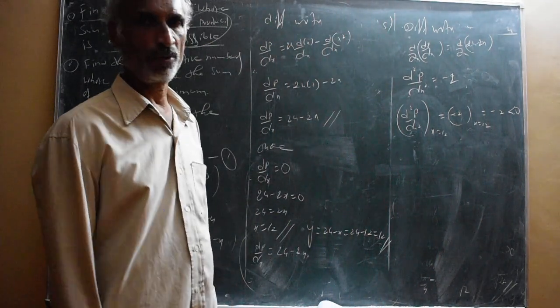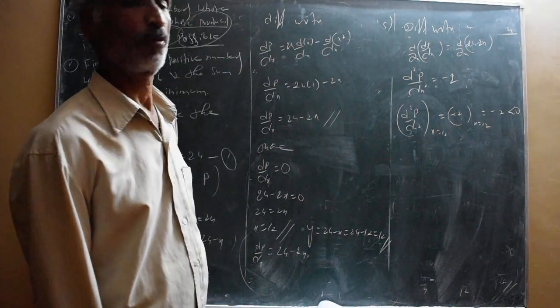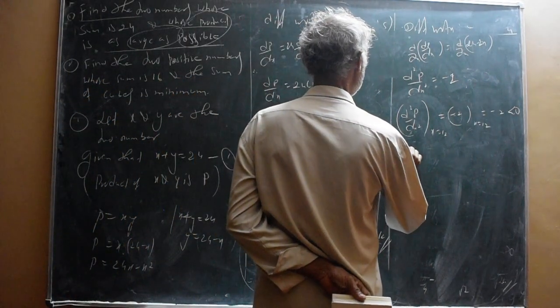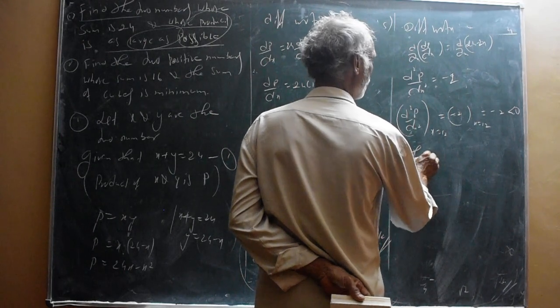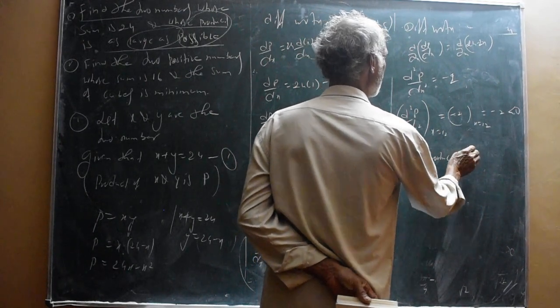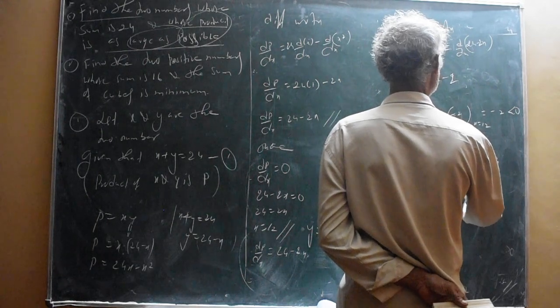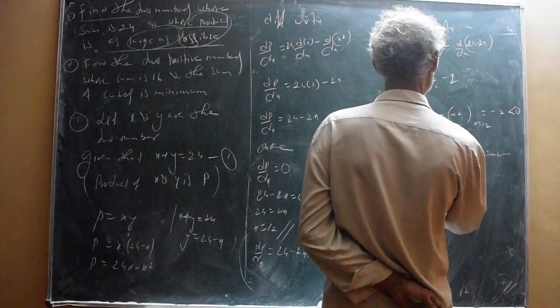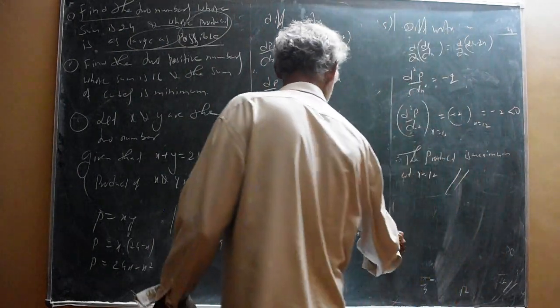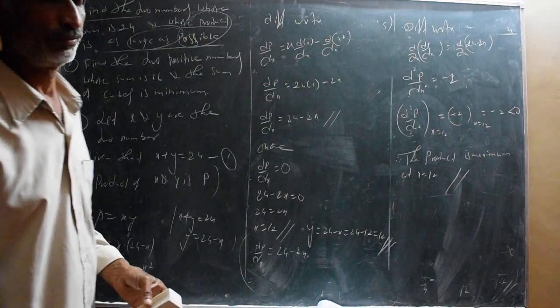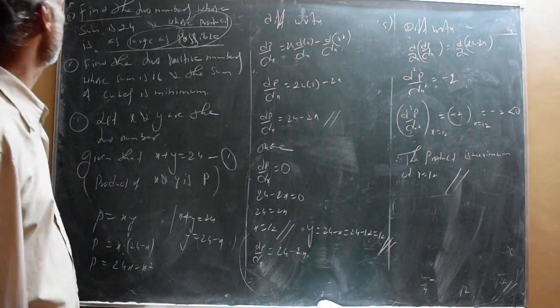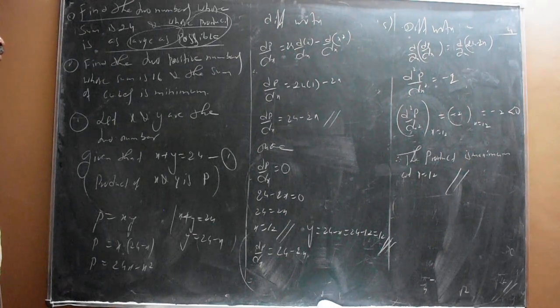Therefore the second order derivative is negative, therefore the product is maximum at x is equal to 12. Already we got the numbers: x is 12 and y is 12. Very simple one. So the question is: find the two numbers whose sum is 24 and whose product is as large as possible. Okay.